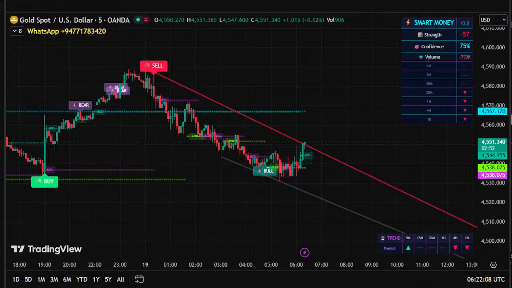size determines the value of each pip movement in a trade. For example, in a standard lot, each pip is worth $10, in a mini lot, $1, and in a micro lot, 10 cents. Consequently, larger lot sizes can lead to higher profits from small price movements, but they also increase the potential for significant losses. Traders must therefore align their lot size with their risk tolerance and account balance to avoid overexposure.